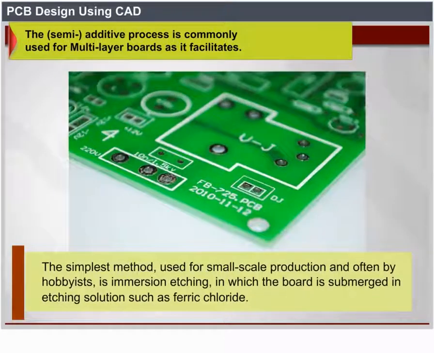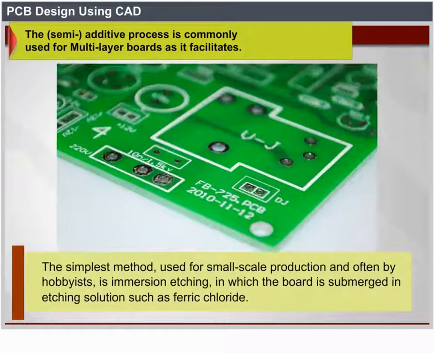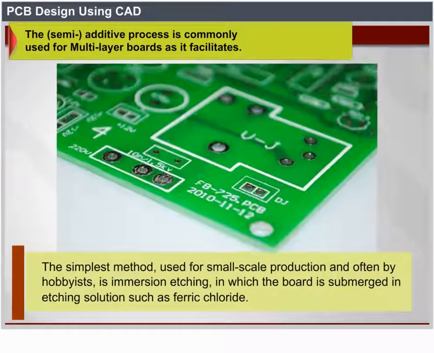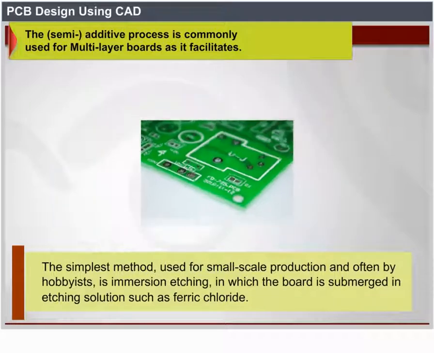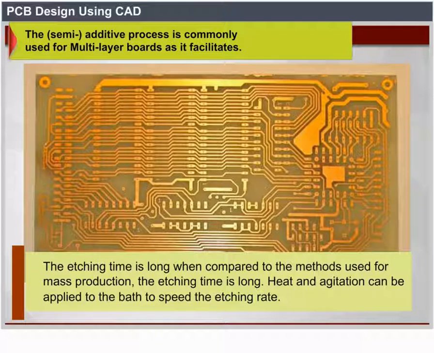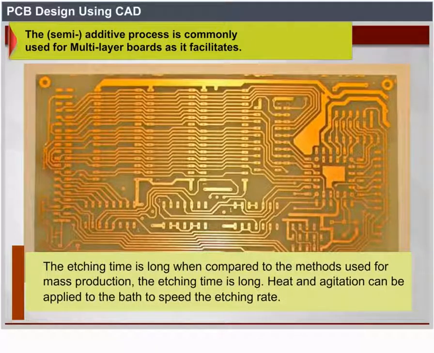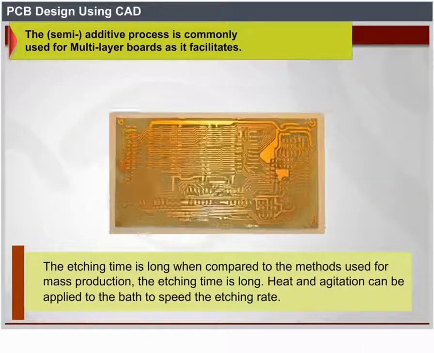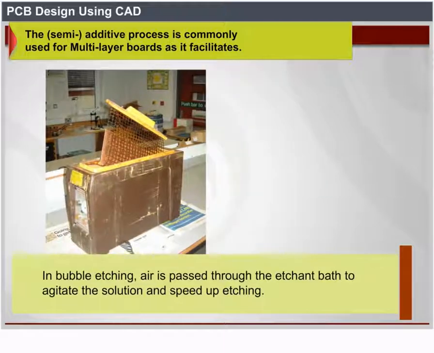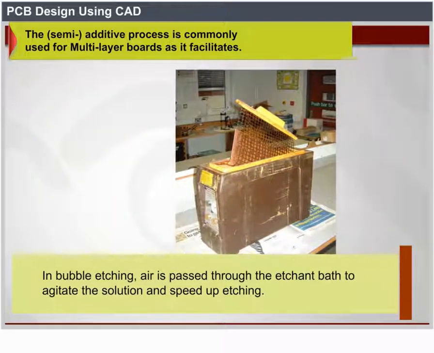The simplest method used for small-scale production and often by hobbyists is immersion etching, in which the board is submerged in the etching solution such as ferric chloride. Compared with methods used for mass production, the etching time is long. Heat and agitation can be applied to the bath to speed the etching rate. In bubble etching, air is passed through the etching bath to agitate the solution and speed up etching.